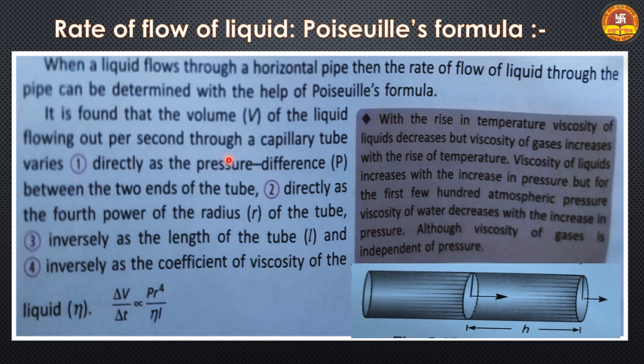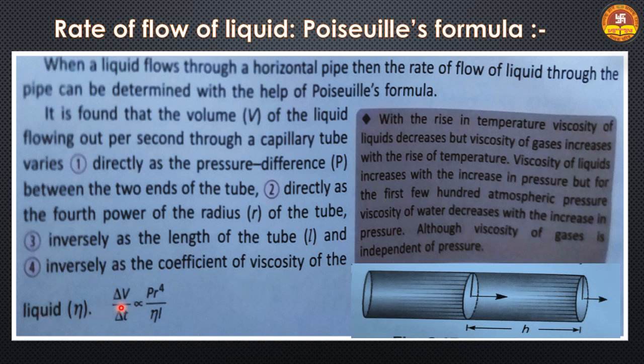So first, the rate of flow of liquid per second. Rate means only flow of liquid by time. That is directly proportional to P. Next, it is directly proportional to the fourth power of the radius of the tube. Third, it is inversely proportional to the length of the tube, and inversely proportional to the coefficient of viscosity, that is eta.